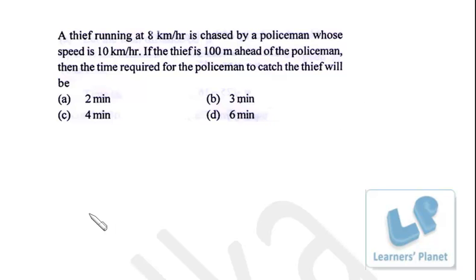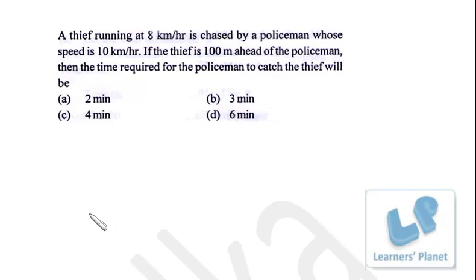Here what is happening, the thief is running at 8 km per hour and the policeman is running at the speed of 10 km per hour. That means for every hour the policeman is running 2 km more, right? So what we can say, his gaining speed is 2 km per hour. That means every hour he is gaining 2 km.